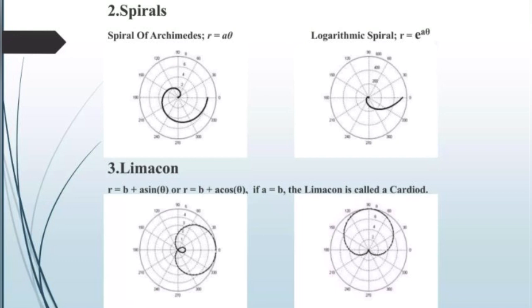Spirals: the spiral of Archimedes, r is equal to a theta, and the logarithmic spiral, r is equal to e power a theta. The third one, the limacon: r is equal to b plus a sin theta or r is equal to b plus a cos theta. If a is equal to b, then the limacon is called a cardioid.